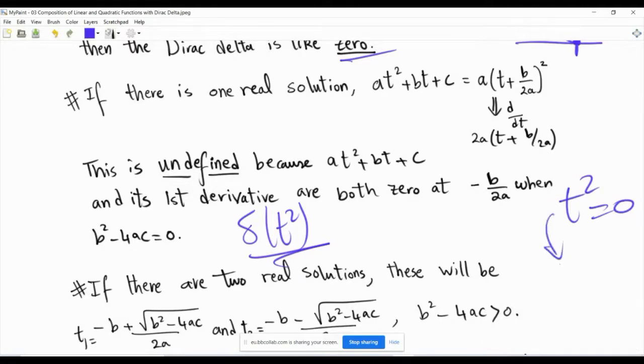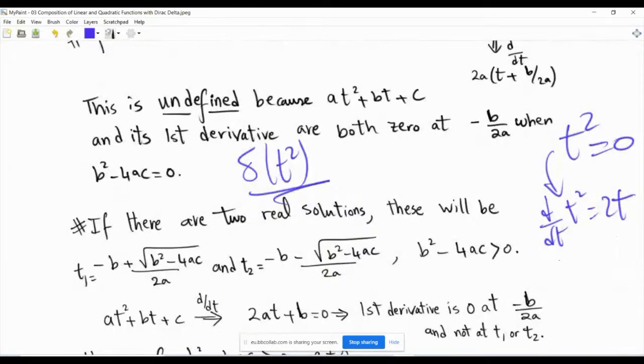What is the first derivative of t squared? d by dt of t squared is equal to 2t. And what is 2t at t equals 0? It is 0. It violates our assumption that if the function phi of t is 0 at a point, its first derivative at that point must be strictly positive or negative. So this will be violated if we have a repeated root.